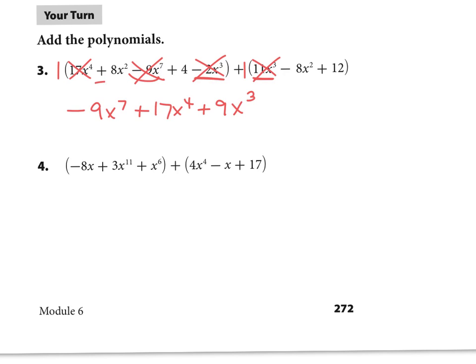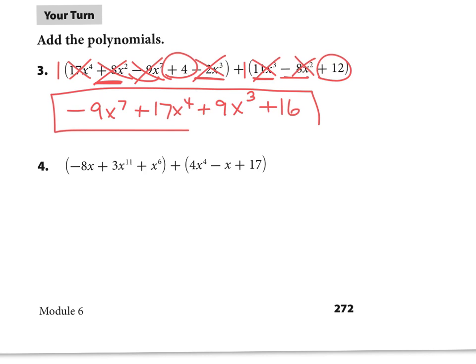To the 3rd squared, I've got a negative x squared, positive 8x, and a negative 8x. Those cancel, so I'm not even going to write anything down for x squared. No x's by themselves, and the last thing I've got is a plus 4, plus 12, so plus 16. And there I added, and my final answer is already in standard form.